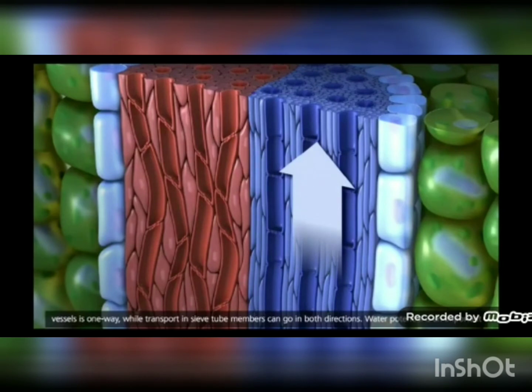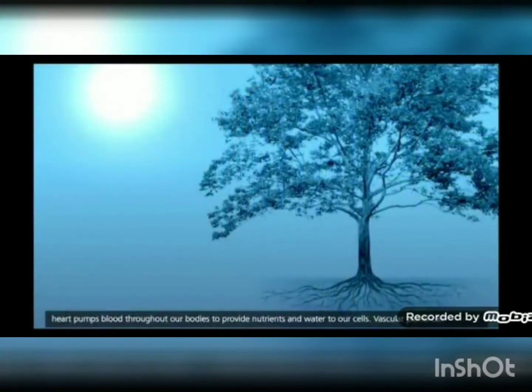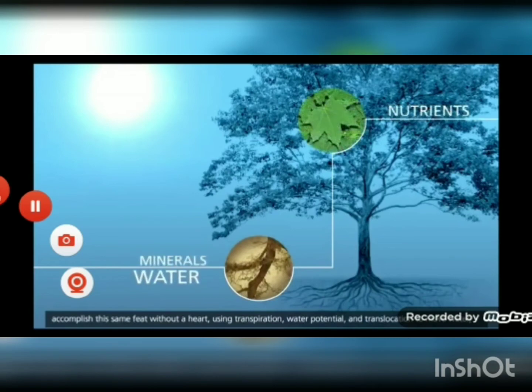Water potential is an important driver in both xylem and phloem transport. But only phloem transport utilizes both active and passive transport. Our heart pumps blood throughout our bodies to provide nutrients and water to our cells. Vascular plants can accomplish this same feat without a heart.